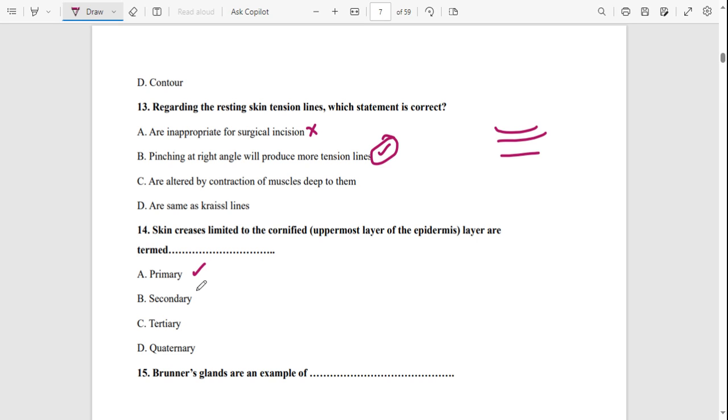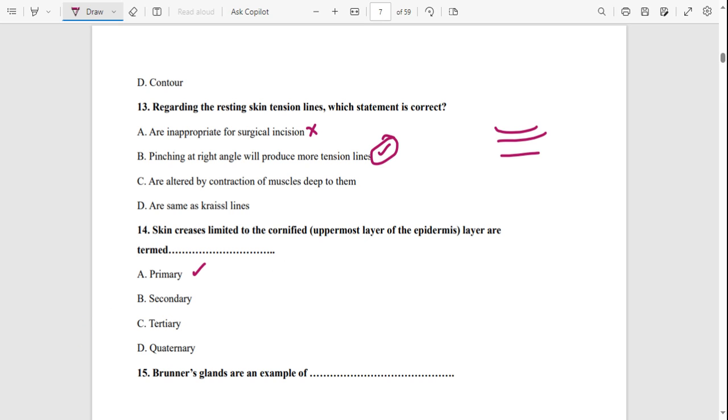Secondary ones will result when the primary creases are not controlled, maybe due to some form of infection or something like that. So I think the best one that we can pick for this one is the primary, because we're talking about just the uppermost layer of the skin.